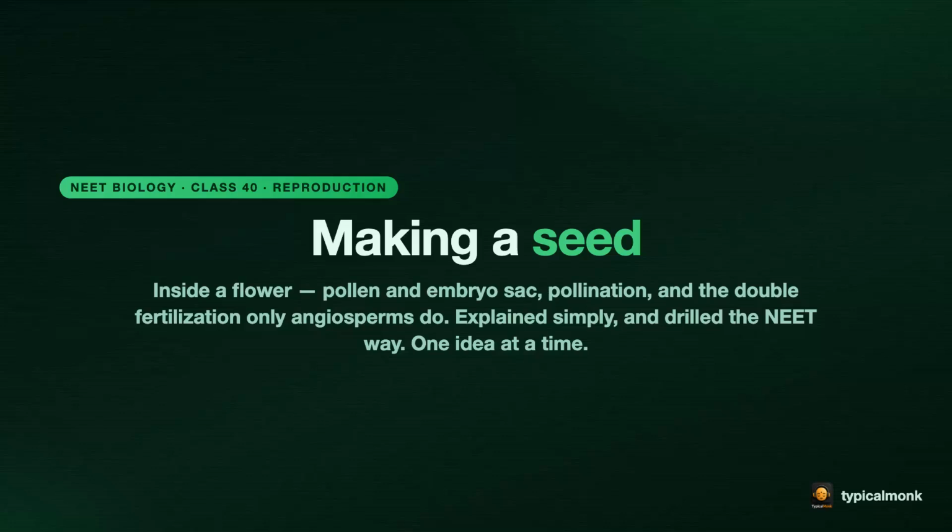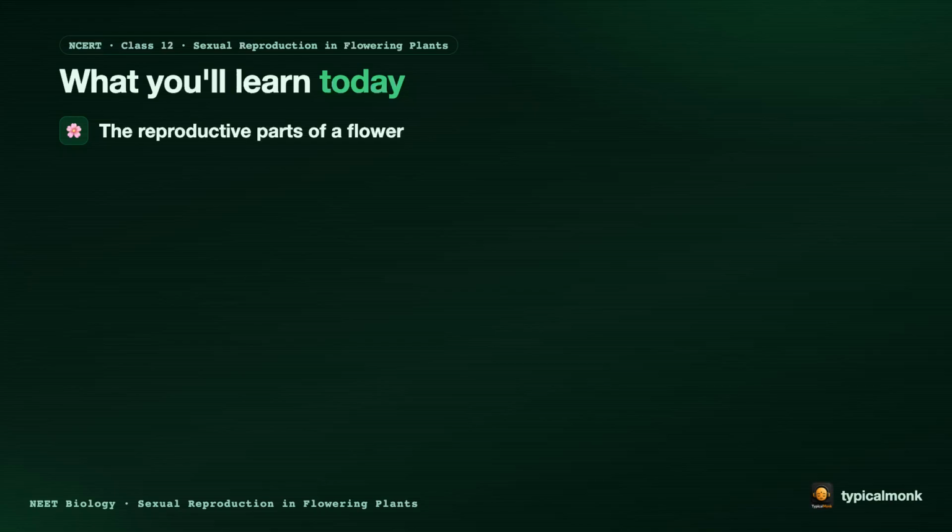Today, we look inside a flower, pollen, and the embryo sac, pollination, and the double fertilization that only angiosperms do, all in simple language and drilled the neat way too, one idea at a time. Here is today's path. 5 stops.